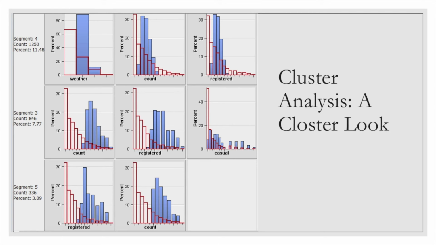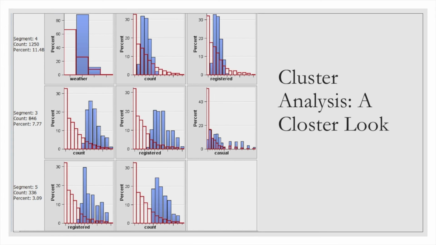Now we will move on to our bottom 3 segments. Segment 4 has a count of 1,250 and makes up 11.48% of the data. Its most important variables include weather, count, and registered. An average amount responded to these variables, and the distribution among these variables tends to be average as well.